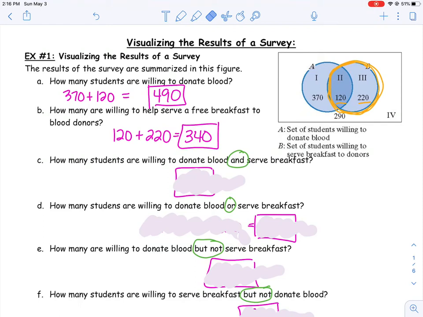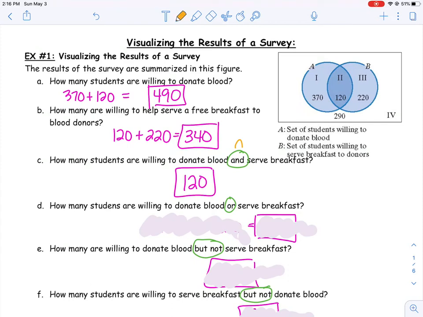Now, part C says how many students were willing to donate blood and serve breakfast. Remember, the and is another word we can use for intersection. So what would be the intersection of these two sets? Well, it's that 120 in the middle. They were willing to do both.